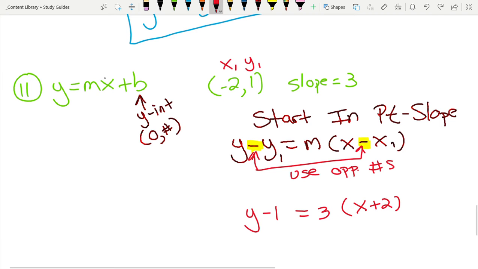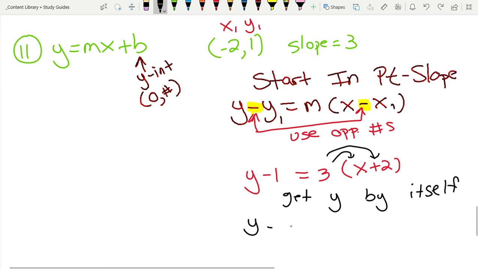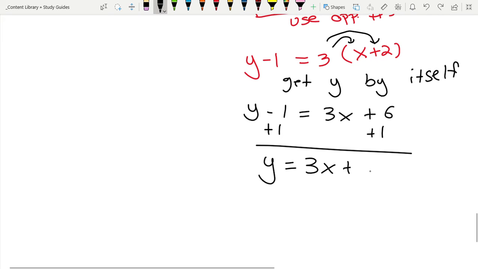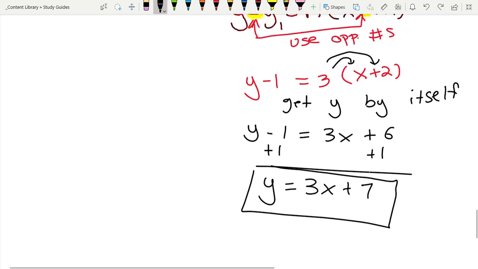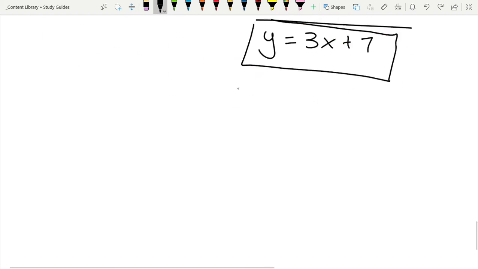But they want it in slope-intercept, which means the y has to be by itself. So let's fix that. Let's get the y by itself, because then we're in the format that they want. So we're going to distribute. So now I have y minus 1 equals 3x plus 6. Now to get rid of a -1, we add 1. And I have y equals 3x plus 7. Y is by itself, and now I'm in slope-intercept form. And see that this 7 is not this 1. That's why we couldn't go straight to slope-intercept, because I did not give you the y-intercept for that question.